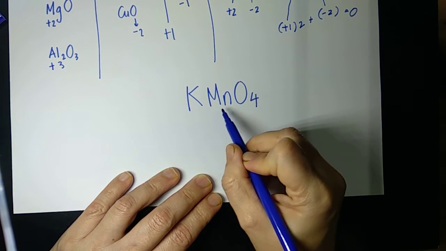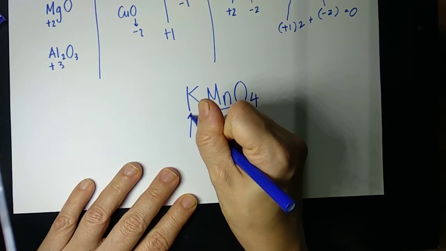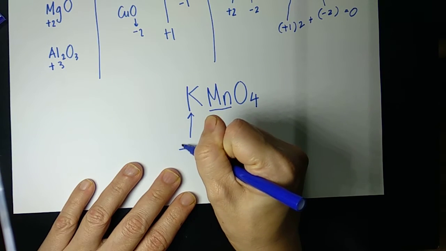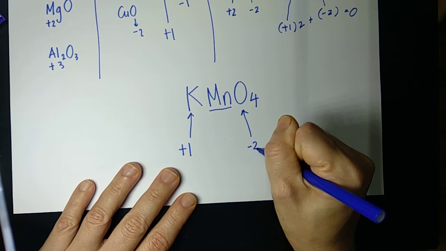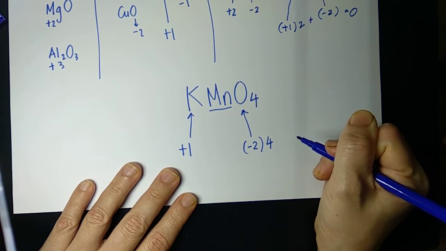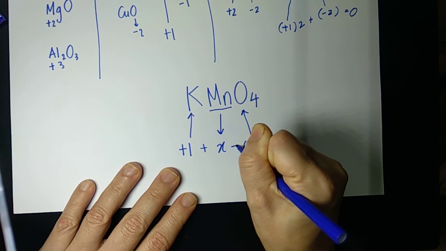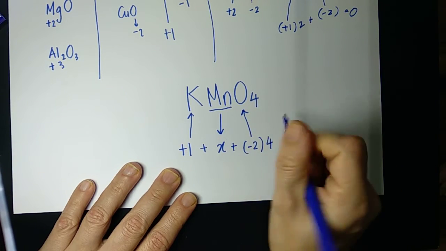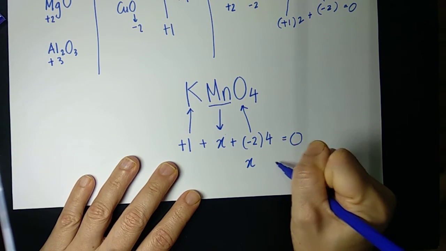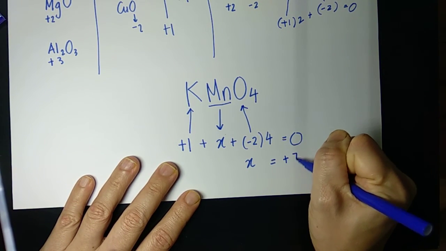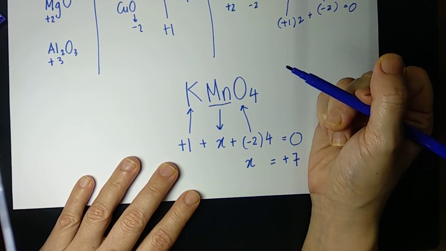KMnO4. Can you find the oxidation state of manganese? This is a potassium ion, +1. This is an oxygen. Oxygen is -2. There are 4 oxygens. You don't know what is manganese. Let's put it as X. The total of the whole thing should be 0. So X should equal +7. So the oxidation state of manganese is +7.